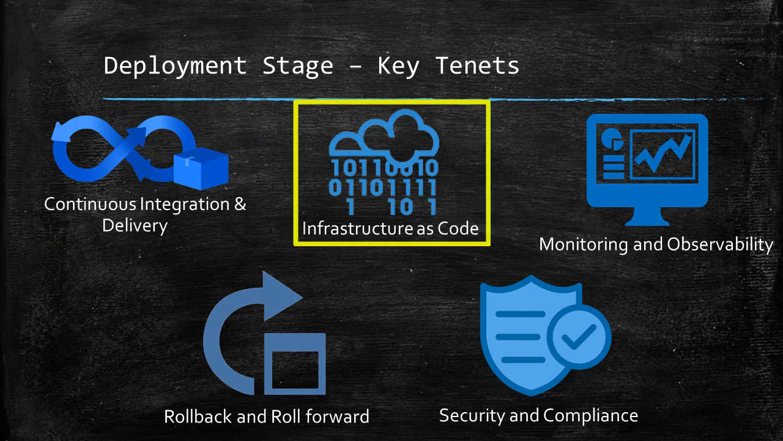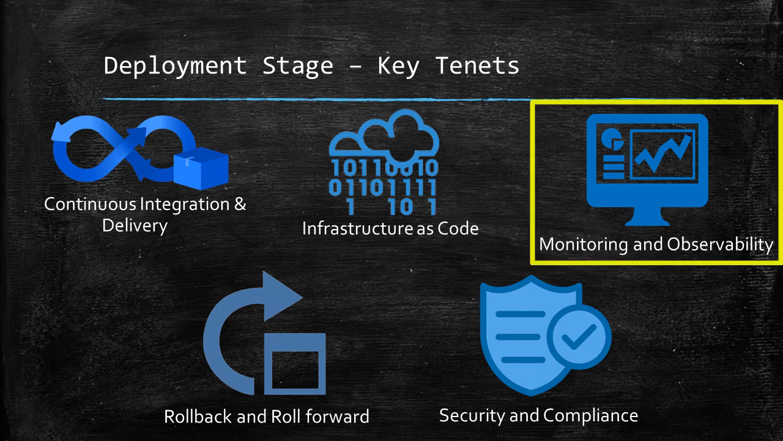Infrastructure as code. This involves treating infrastructure as code, meaning that the infrastructure configuration is defined in code and stored in version control, just like application code. This enables automated provisioning of infrastructure and promotes consistency and repeatability. Monitoring and observability. This involves setting up monitoring and observability tools and agents as part of the deployment to ensure that the software is performing well in production and any issues can be quickly identified and resolved.